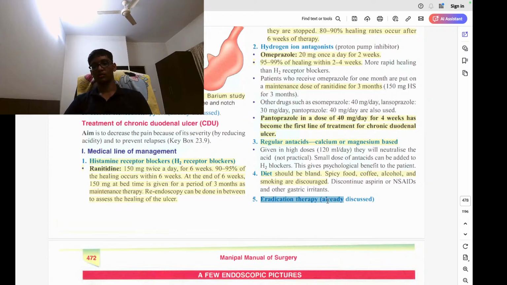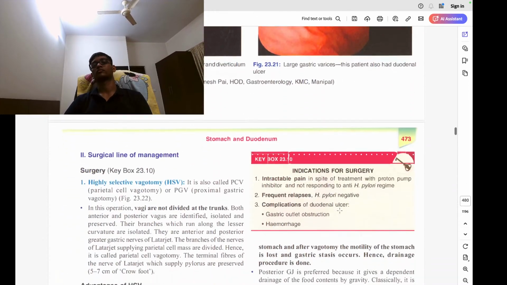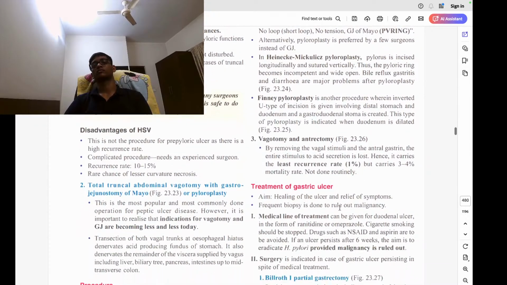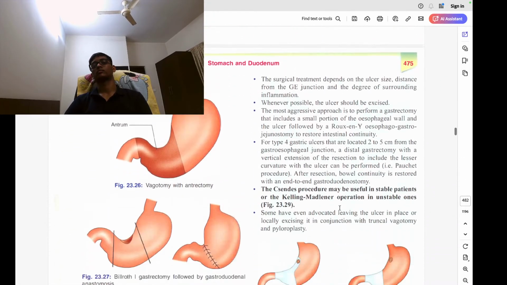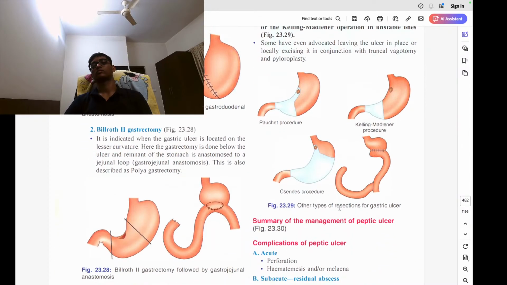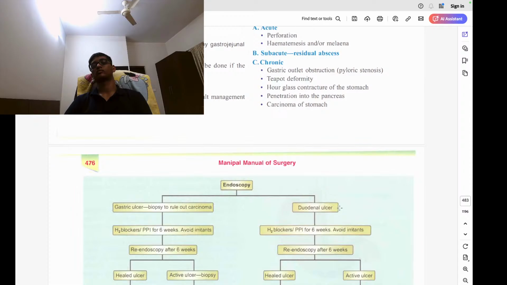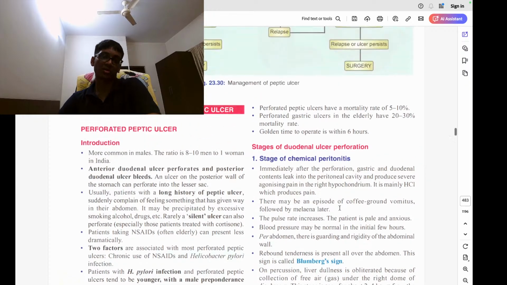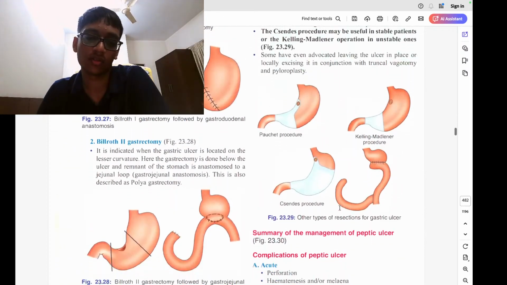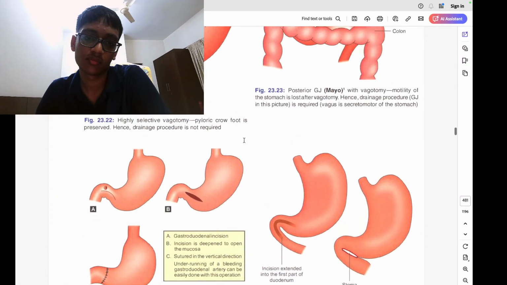Eradication therapy. This is H. pylori eradication. Actually, I can make a really funny video for this one.